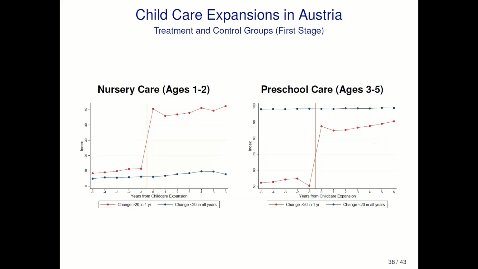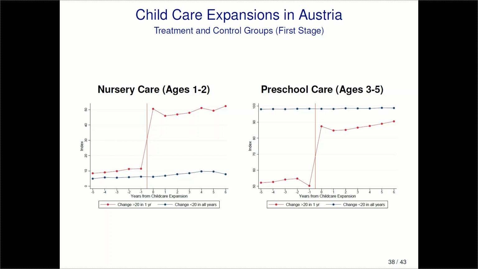So in the first stage of what we do here, this is nursery care, preschool care. We pick municipalities that increase the childcare supply index by at least 20% in a single year against municipalities that don't do that. And so this is the supply of nursery care for the treated group. And what you can see is that it's a very big change. In one year, these municipalities are increasing childcare supply by about 40 percentage points. You're moving almost halfway between no childcare and full-time childcare for everyone. And in the control municipalities, it's just smooth.